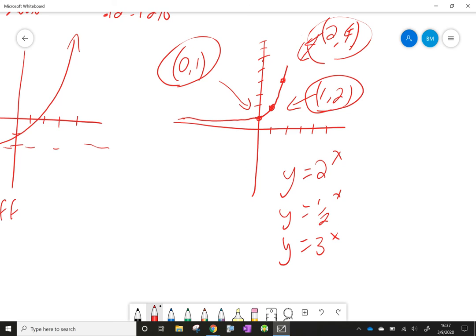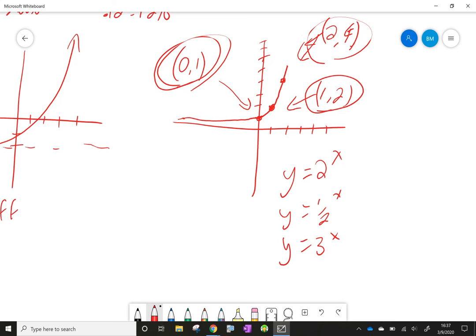So I'm looking at these points, and then I'm going to think, well, can I plug in any of those x and y values to see something work? For example, these would all have the point 0, 1 on them, because anytime you have, let's say, 2 to the 0 power, or 1/2 to the 0 power, or 3 to the 0 power, anytime you have an exponent of 0, all of these are equal to 1. So anytime you plug 0 in, you're going to get 1 out as a result. So 0, 1 is a pretty common point for this.